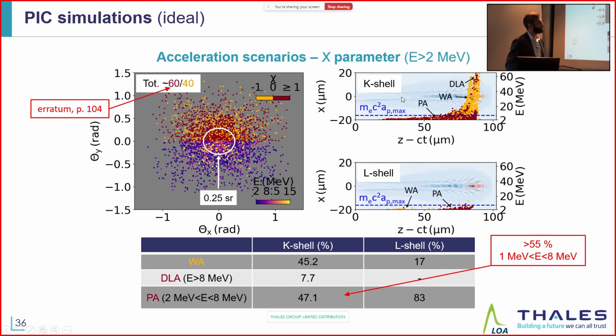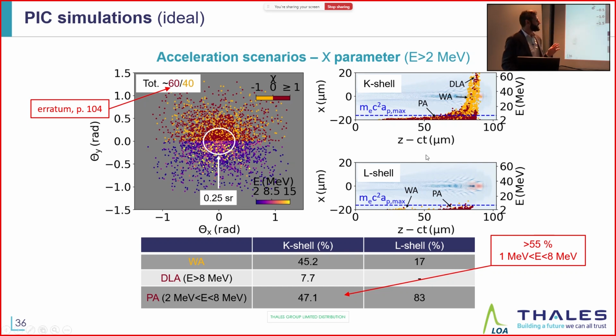these two phase spaces, Z minus CT, the longitudinal position of each electron inside the numerical box, and their energy. And again, they're colored based on the parameter T. The top is about K shell electrons and the bottom L shell electrons. And you can make a case for this expression, MEC squared AP max, to be the maximum ponderomotive push an electron can experience, where AP max is the maximum normalized vector potential in plasma.